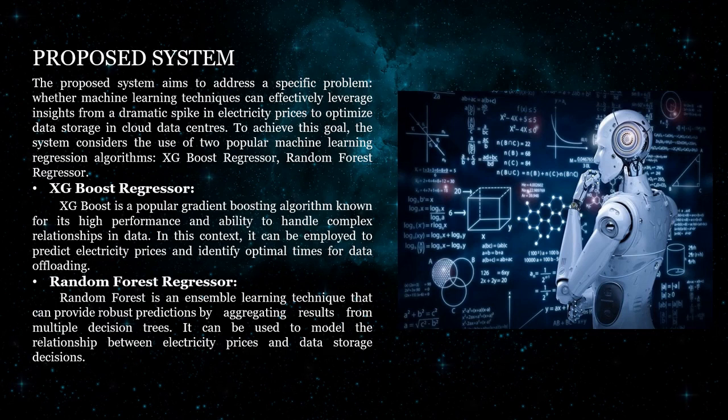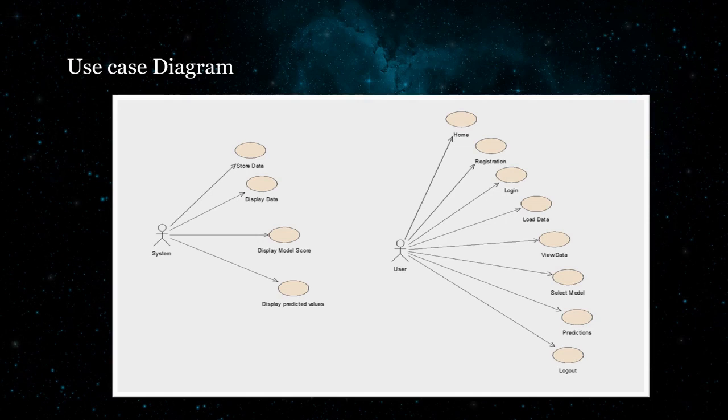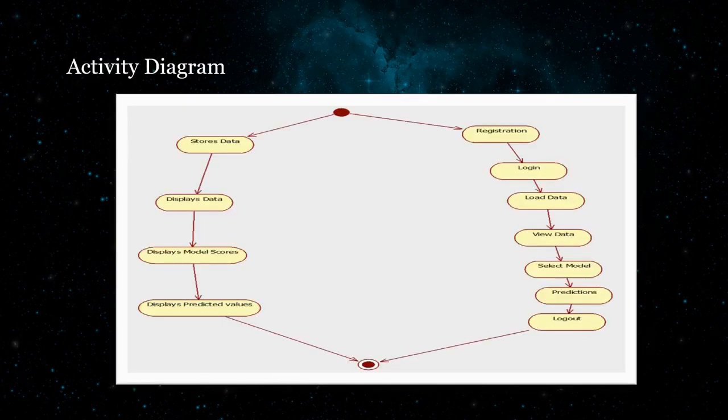This is the use case diagram. We have two actors, the user and the system. The user performs actions like registering to the system, logging in, loading the data, viewing this data, and the selection of the model and reviewing the prediction. The system stores and displays the data and the results.